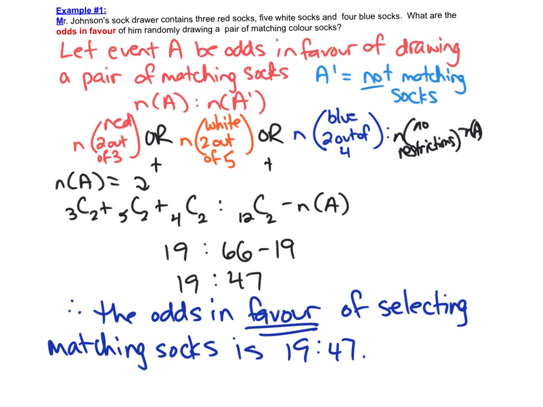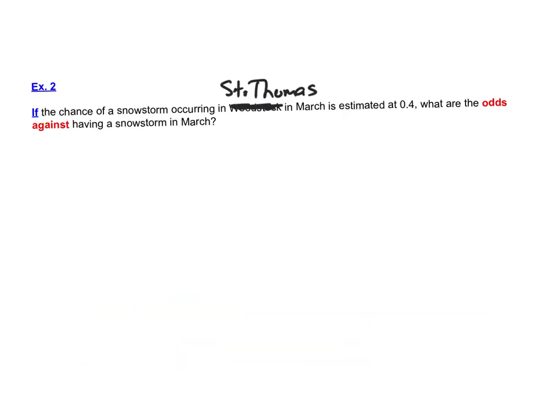And remember, the 19 to 47 is the odds in favor because 19 is the favorable outcome, 47 is the unfavorable outcome. Order matters when we are looking at odds. If the chance of having a snowstorm occurring in St. Thomas in March is estimated at 0.4, so the chance is probability. So that means that the probability of having a snowstorm in March in St. Thomas is 0.4 or 40%.